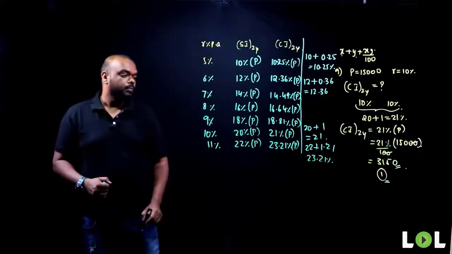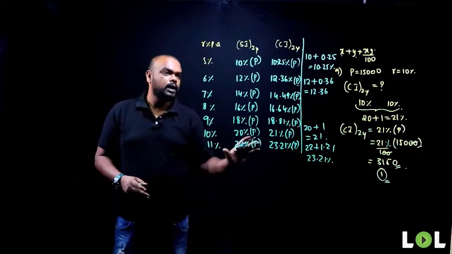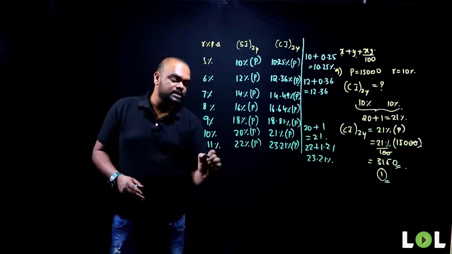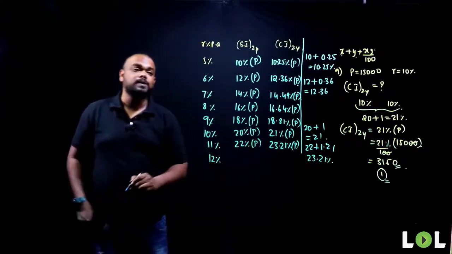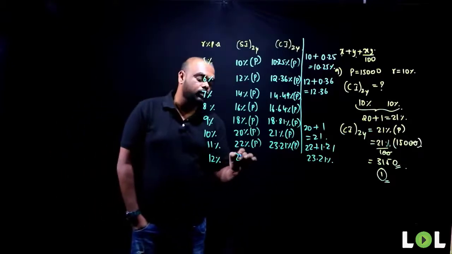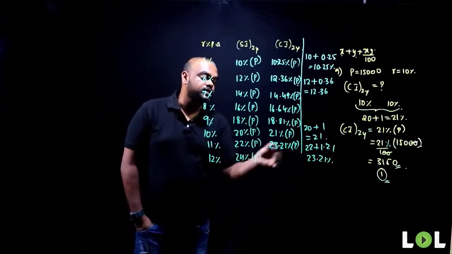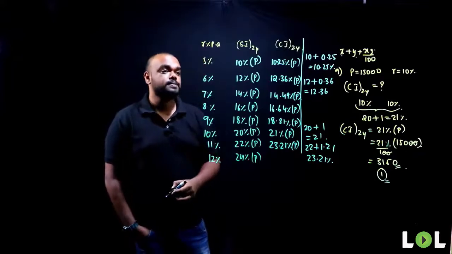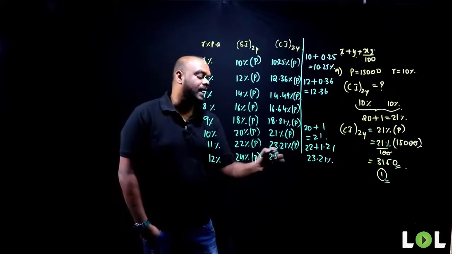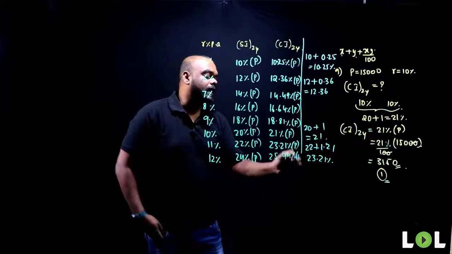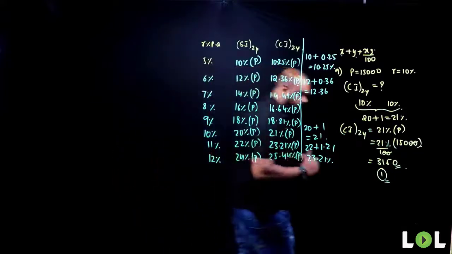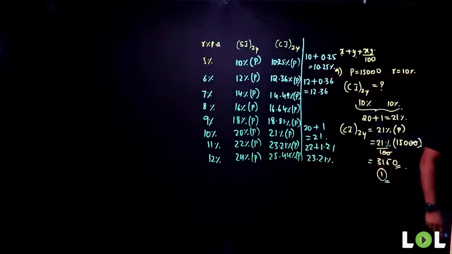Okay. Now, tell me for 12% as well. One last number. Tell me for 12% also. This will be 24%. And what about this? Nandini, yes, 25.44%. Okay, copy this stuff and then we shall continue, guys.